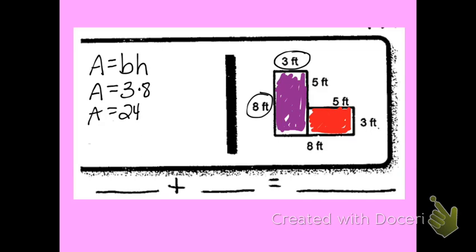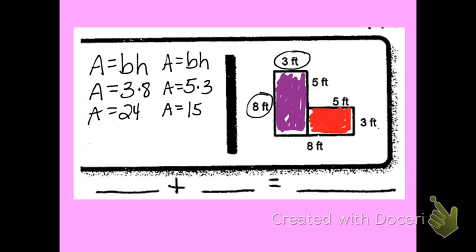Okay, now let's look at our other rectangle. So area equals base times height. What are the base and the height of the red one? 5 and 3. You must show me this work. 5 times 3. So 5 times 3 is 15.